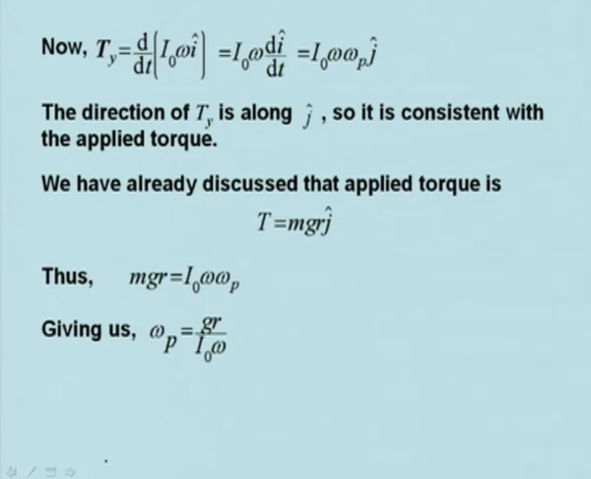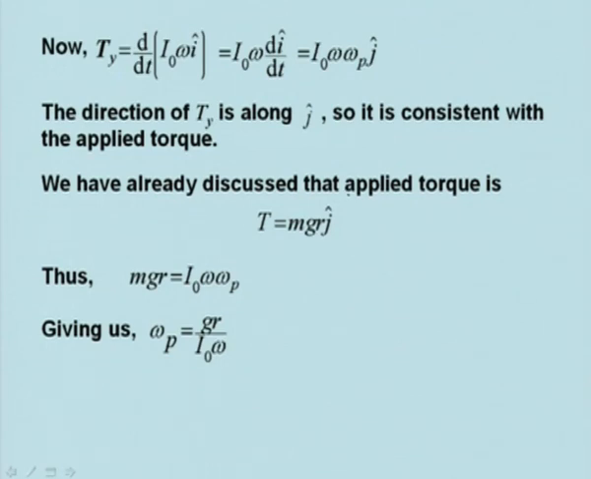Therefore, Ty is equal to d by dt of I0 omega i, which is I0 omega di by dt. That means I0 omega omega p into j. The direction of Ty is along j, so it is consistent with the applied torque. So I0 omega omega p can balance that Ty.